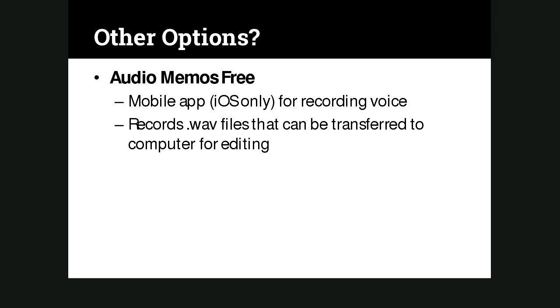Other options for mobile. There are always a number of different mobile apps available to you. Most phones come with some kind of voice recorder. Typically, they'll be called one of those other things. Audio Memos Free is another thing that I've used before. It's a free app. It's available on iOS only, but you'll be able to find similar things if you have an Android phone. You can quickly create basic .wav files, which are read by every different kind of audio device on the planet, and you can transfer them to your computer. For instance, you could download it to your computer and then edit it in Audacity.